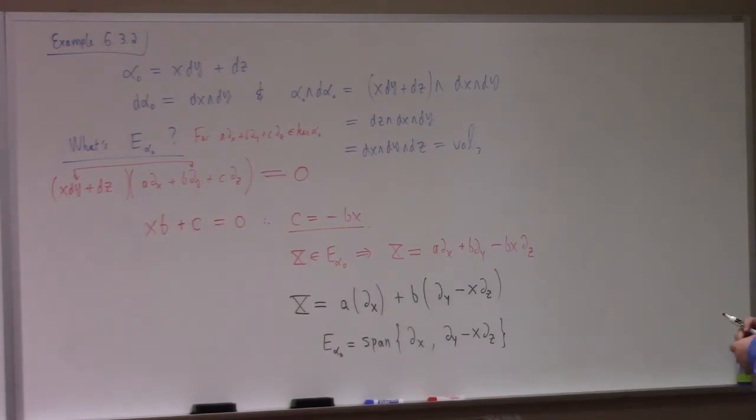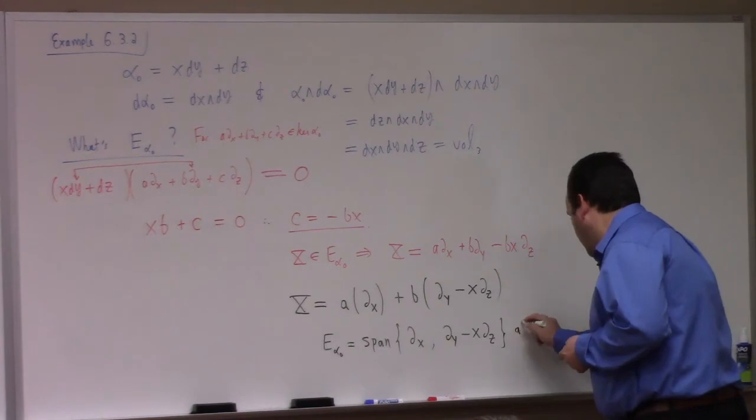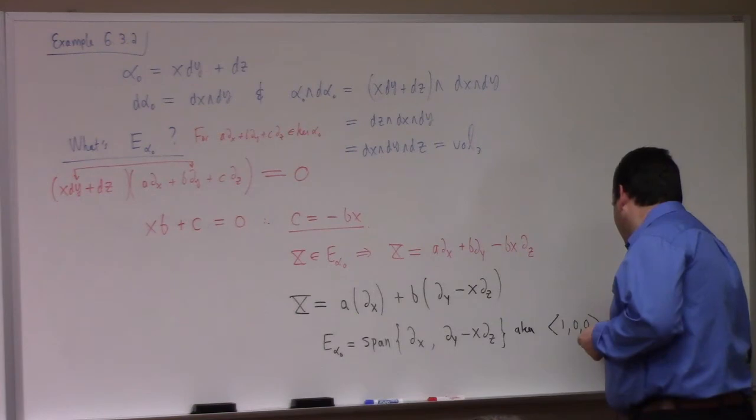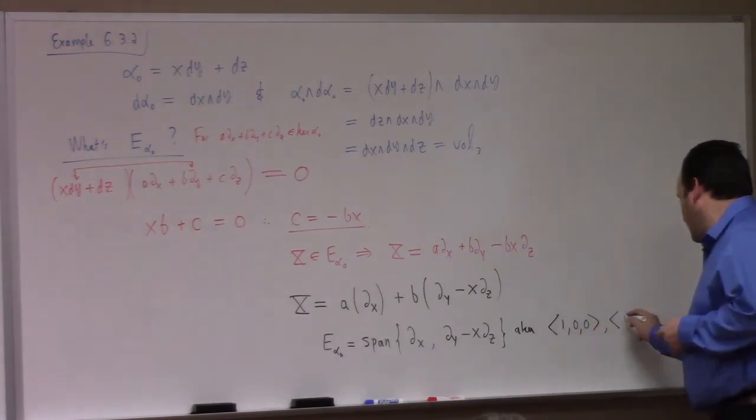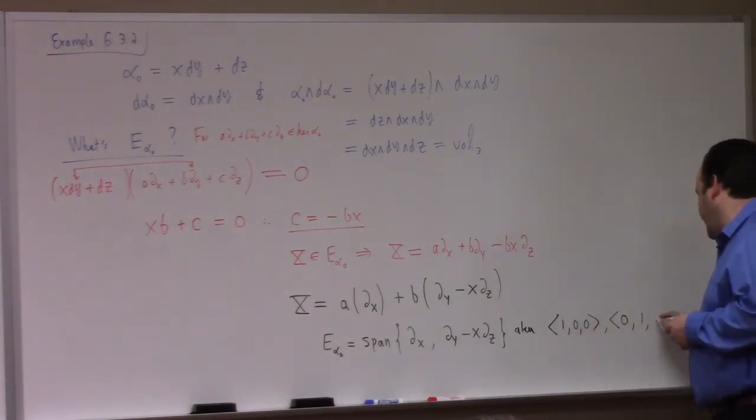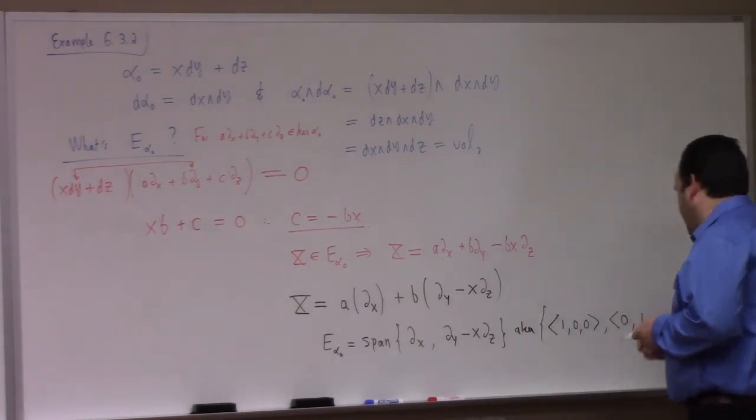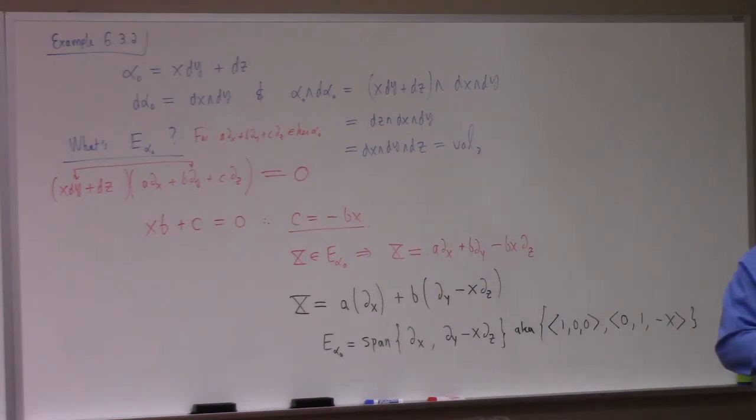Now here's how he writes them in the book. He writes them as 1, 0, 0, and 0, 1, minus x. That's the language he uses in this section. I'm just deferring back to my view of vector fields as derivations, so we don't really disagree. Does that make sense? Okay.